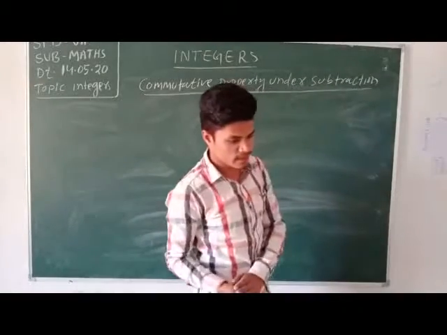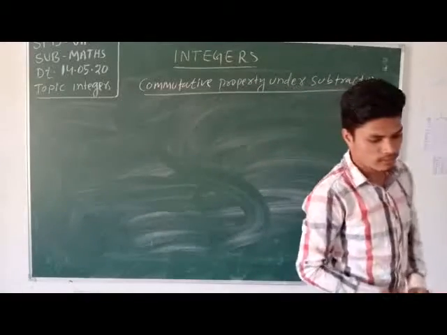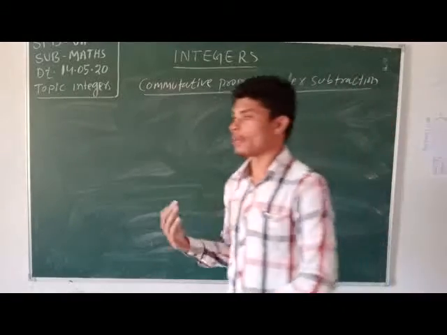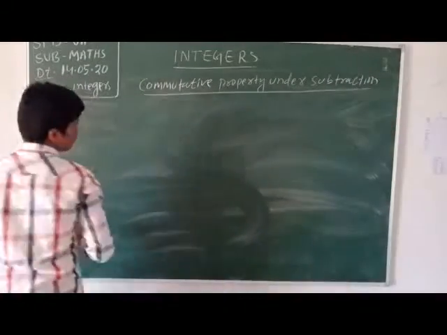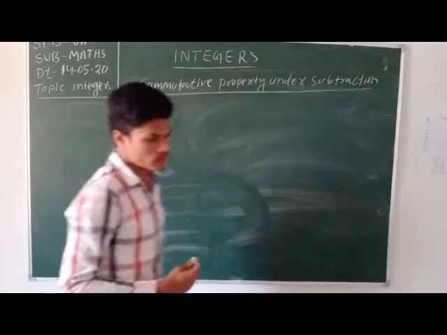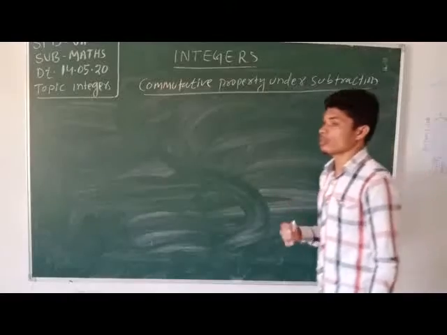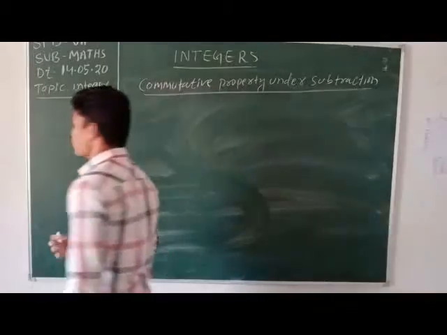Property under subtraction. Under subtraction, that means we check the commutative property. Two integers are subtracted in any order; if both sides are the same, then the commutative property is true.